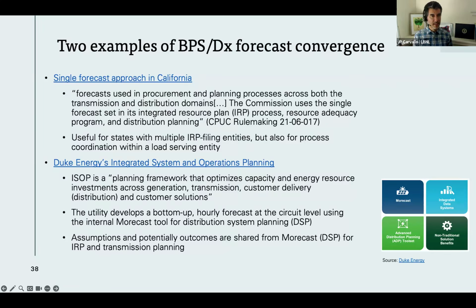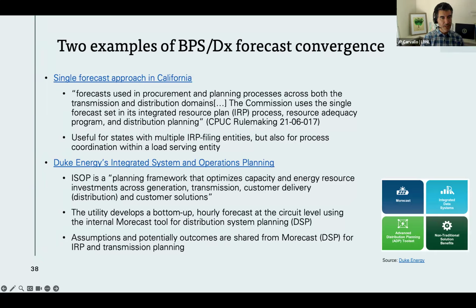So this would be a very detailed forecast at the customer level. And those aggregations that would be done to create higher level forecasts about our system would be all consistent with a single, very granular forecast that would ensure that all these processes are using the same inputs and assumptions.